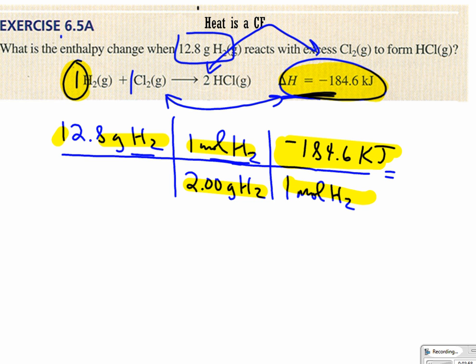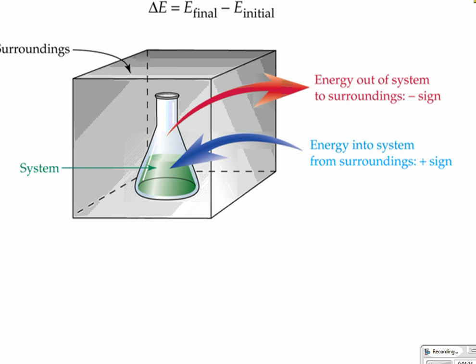Whatever they give you, convert to moles, and then use the heat value right there, basically the coefficient and the delta H, and multiply it. I could ask you to do that tomorrow. In fact, I probably will. So take a look at that. There's your solution.